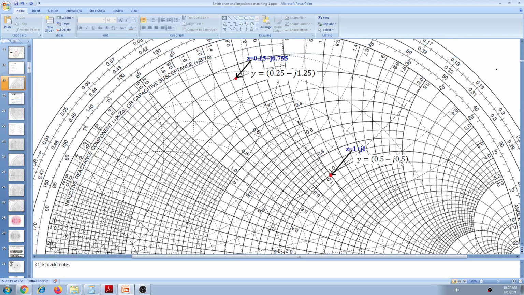Equivalent admittance, this is normalized. To get the actual value, multiply this by y naught, okay. This is normalized impedance, and normalized admittance we are getting. To get our actual values, this should be multiplied by 50, that is z naught, and this should be multiplied by y naught. That's all. So that is the way.